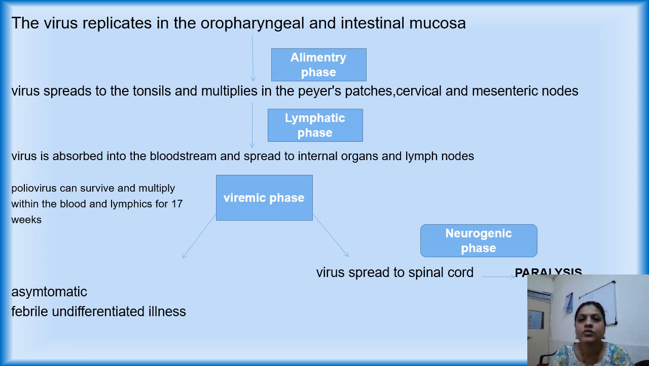The virus replicates in the oropharyngeal and intestinal mucosa, that is the alimentary phase. Then the virus spreads to the tonsils and multiplies in the Peyer's patches and the cervical and mesenteric lymph nodes, that is the lymphatic phase. The virus is absorbed in the bloodstream and spreads to the internal organs and the lymph nodes. Poliovirus can survive and multiply within the blood and lymphatics for 17 weeks, the viremic phase. Then the neurogenic phase: the virus spreads to the spinal cord. It affects the anterior motor horn cells and produces paralysis.